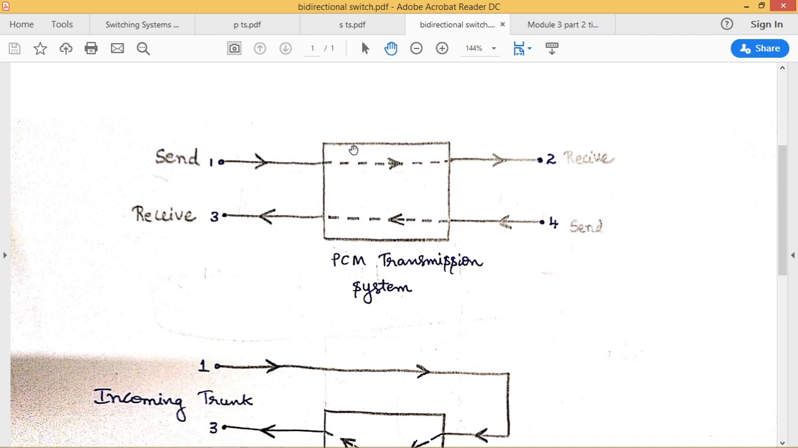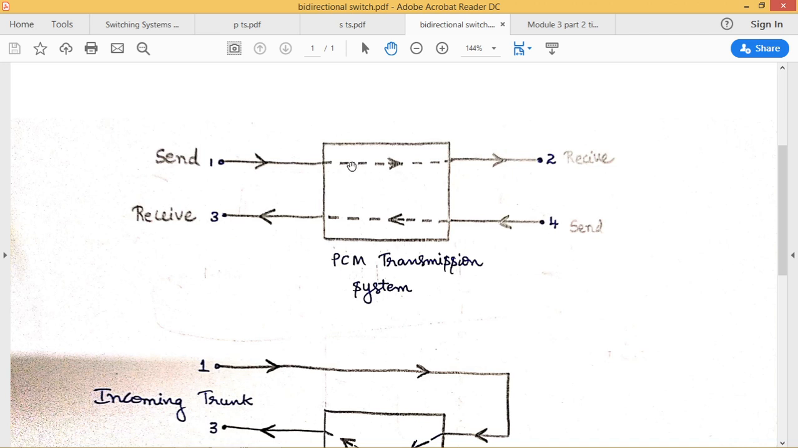This type of communication is required in telecommunication speech conversations. So we need to send in both directions, or dual operation. Duplex communication is required in our PCM telecommunication systems.